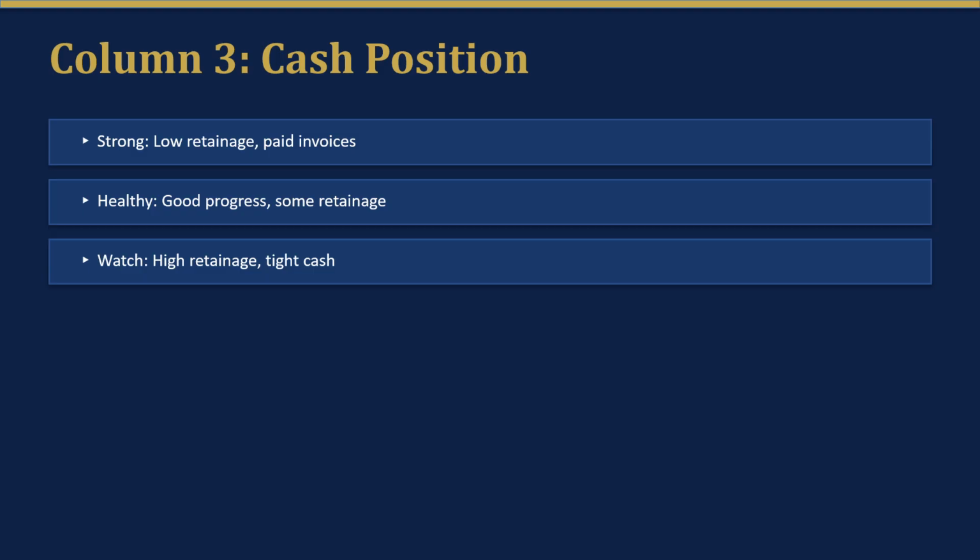Why does this matter? Here's the sentence I want you to remember. Profitable companies fail. Companies with cash don't. Profit lives on paper. Payroll comes out of the bank account. A job can be profitable on every page of your financials and still make you miss payroll if cash timing is broken. This column keeps you honest about whether you can actually pay people next week.